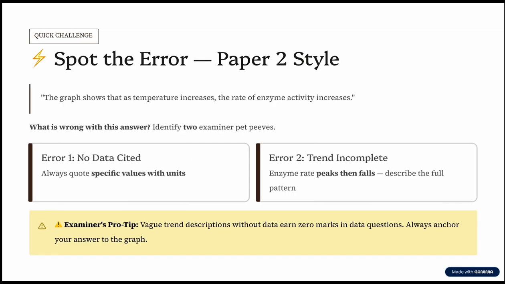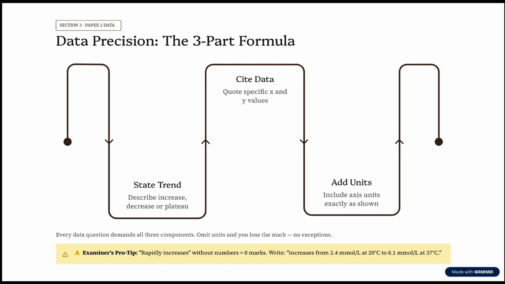Paper 2, data precision. Now let's talk about the data question in paper 2. This is where I see the most silly mistakes. To get full marks from an examiner, use this three-step formula. State the trend, quote the data, and always include units. If you tell me the rate goes up, that's zero. If you tell me it increases from 2 to 5 milligram per centimeter cube, that is a guaranteed mark. Be the student who is too precise to ignore.